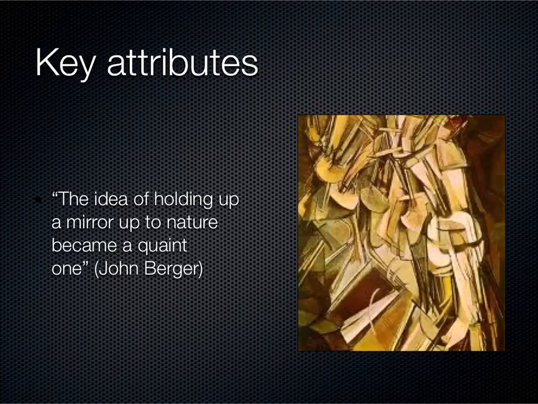We can see the figure at multiple points in time, for instance. The figure seems to be broken up into geometric shapes. We are seeing the structure of the image, not just its surface. Berger says that with Cubism, the idea of holding a mirror up to nature became a quaint one. That means that artists had decided that the purpose of art was not to pretend that it merely reflected the world outside.